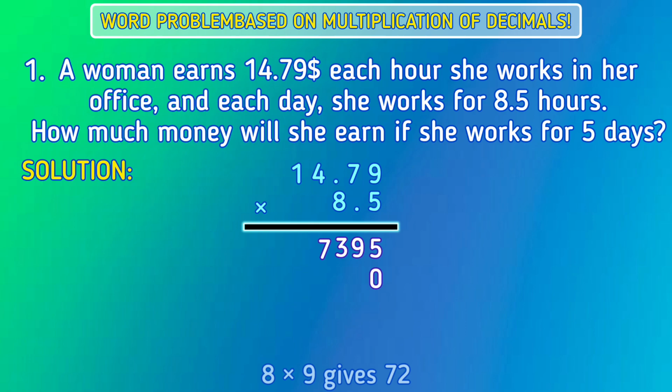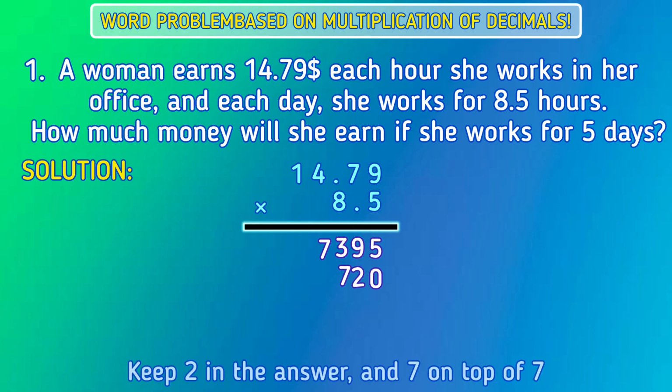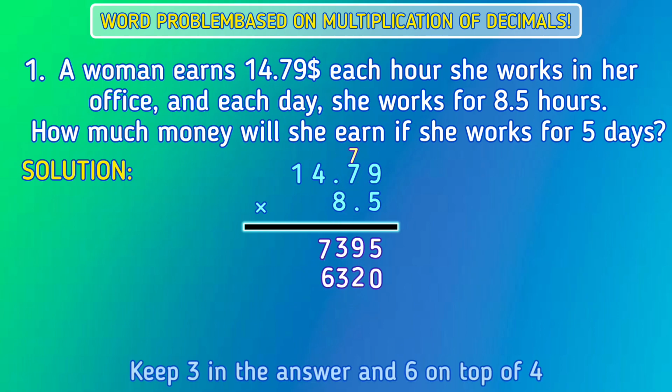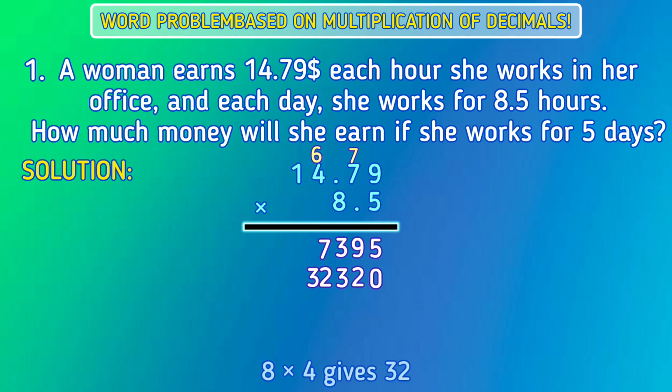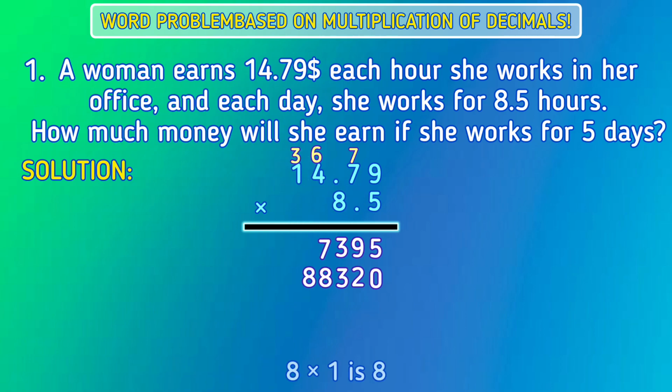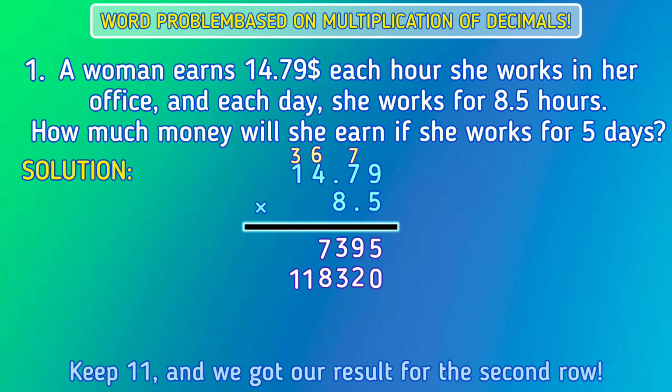Next row, keep 0. 8 into 9 gives 72. Keep 2 in the answer and 7 on top of 7. 8 into 7 is 56. 56 plus 7 gives 63. Keep 3 in the answer and 6 on top of 4. 8 into 4 gives 32. 32 plus 6 gives 38. Keep 8 in the answer and 3 on top of 1. 8 into 1 is 8. 8 plus 3 is 11. Keep 11 and we get our result for the second row.